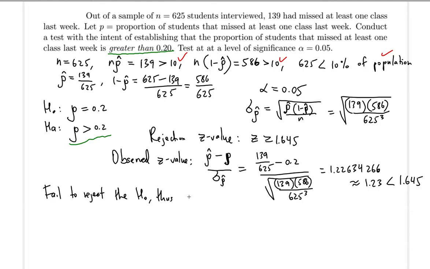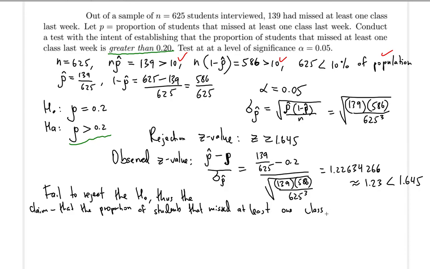That means, thus, the claim, and what is that claim? That the proportion of students that missed at least one class is greater than 0.2 is unsubstantiated, right?